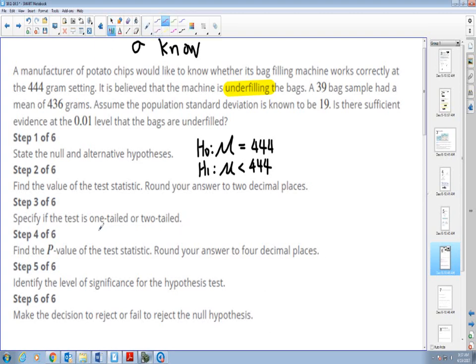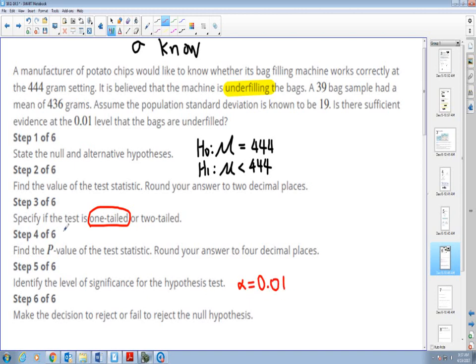Let me just highlight it. All right, to be more specific, which tail? Less than, underfilled, is a left tail test. All right, step number 4, find the p-value. Step number 5, identify the level of significance, which is my alpha. So alpha is already given at 0.01.